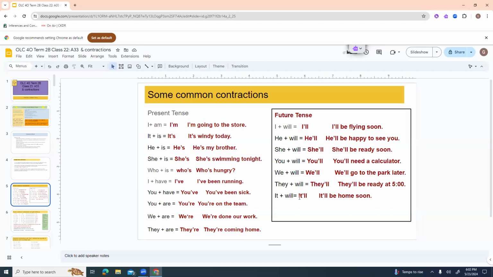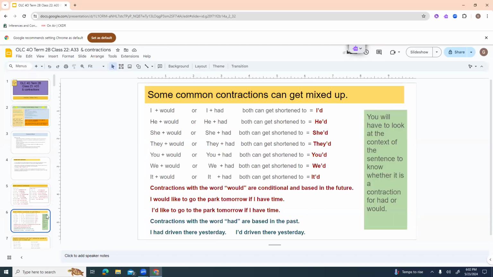It plus will, it'll be home soon. That one's kind of a funky one. It does get used, but not very often. Okay.